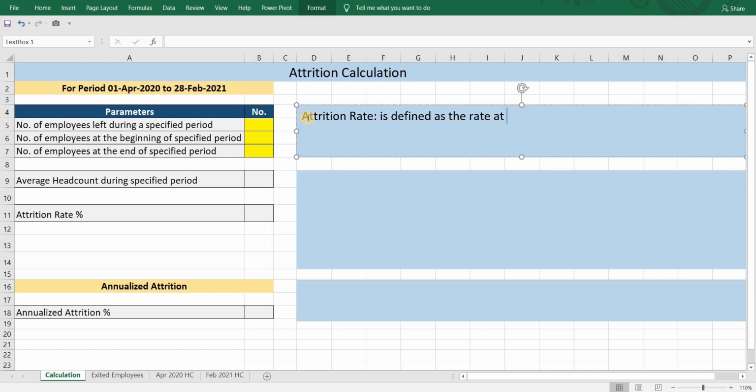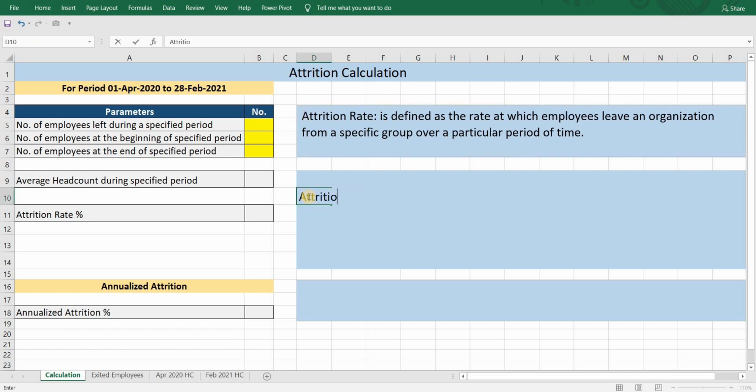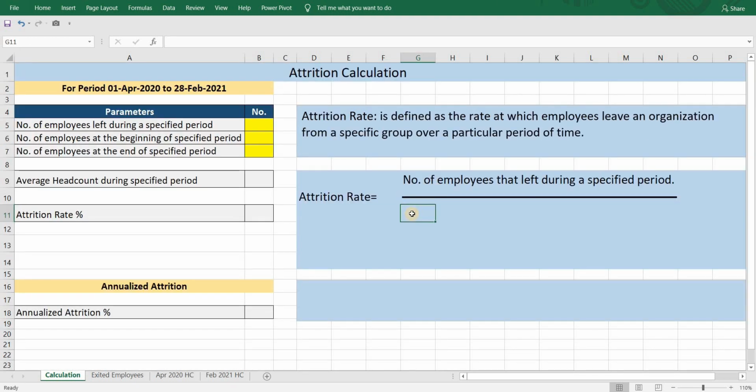Attrition rate is defined as the rate at which employees leave an organization from a specific group over a particular period of time. How to calculate attrition rate? Attrition rate is equal to the number of employees that left during a specified period divided by the average number of employees for that particular period. To calculate percentage, we will simply multiply this rate by 100.